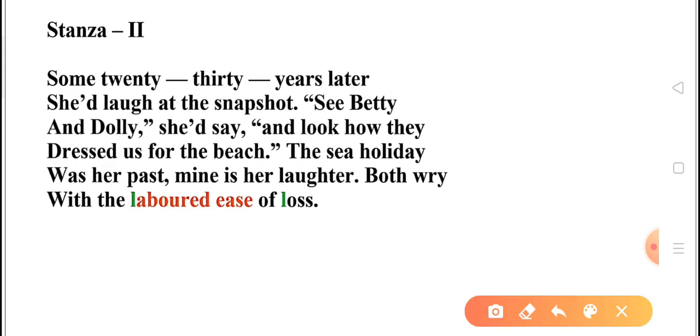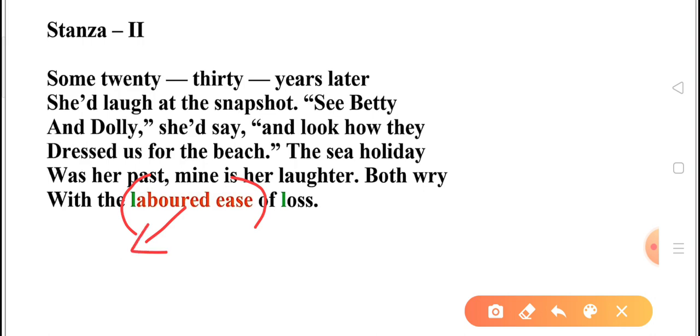Moving to the second stanza, we find that two examples are given for alliteration: labored ease of loss. So the la sound is repeated twice over here, that's why this is alliteration. Now the next one we can see is this phrase, these two words, labored ease.